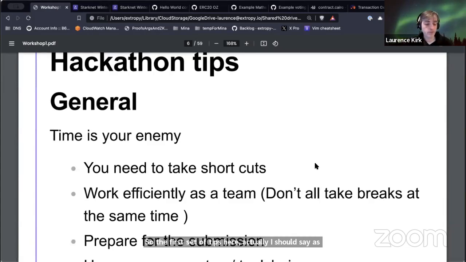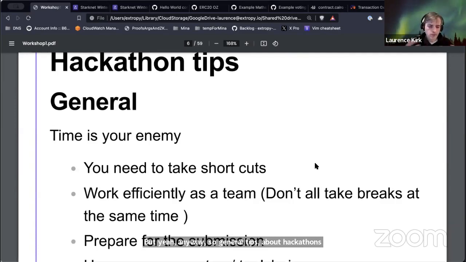actually, I should say as well, if you go to our Medium site, if you go to Medium and look for Extropy, we do have a much longer article about hackathon tips. I forgot to link to it here, but we have got a much longer article. So it's worthwhile having a look at that also. But yeah, anyway, so general tips about hackathons.